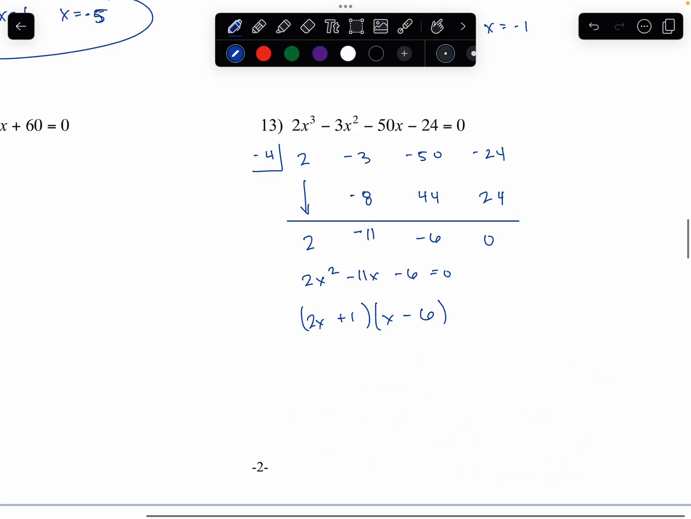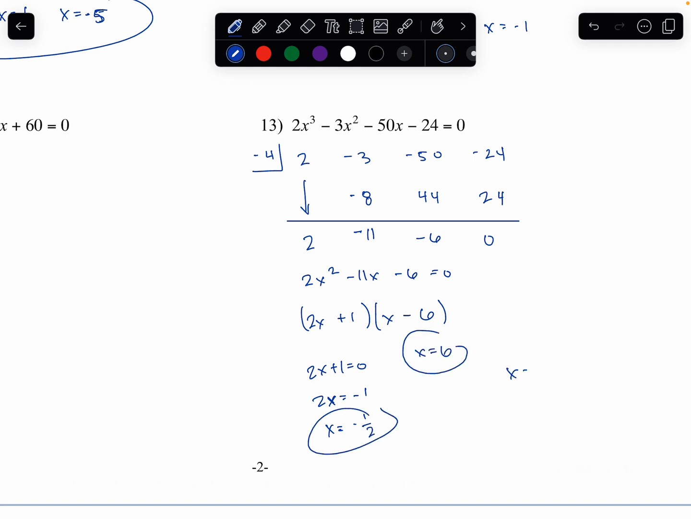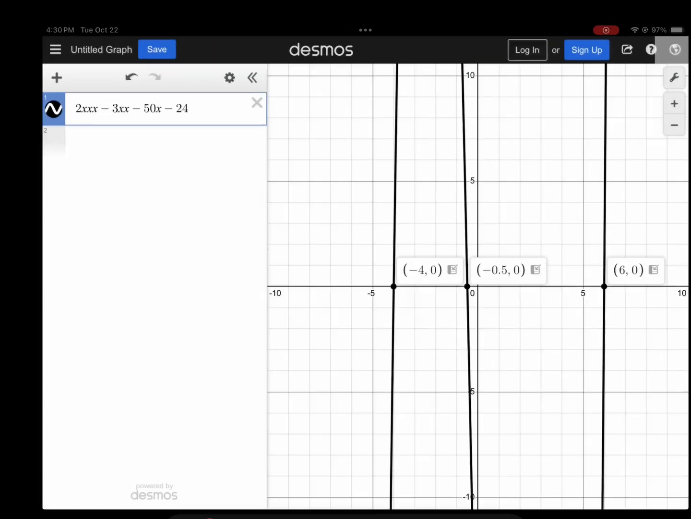And then here, I'm going to do 2x plus 1 equals 0 and subtract the 1. So I get 2x is equal to -1, divided by 2. So x is going to be equal to -1/2. And here, x would just have to be equal to 6. We also know x is equal to -4 because we found that when we graphed it. And we confirmed these right here by looking at the graph.